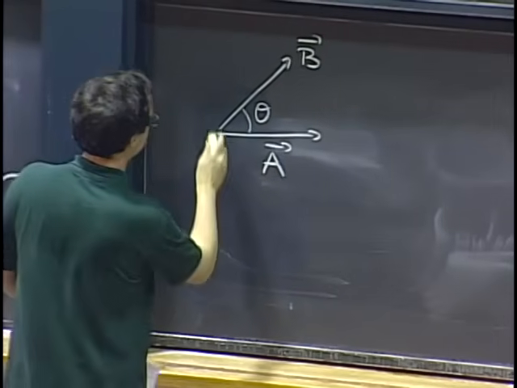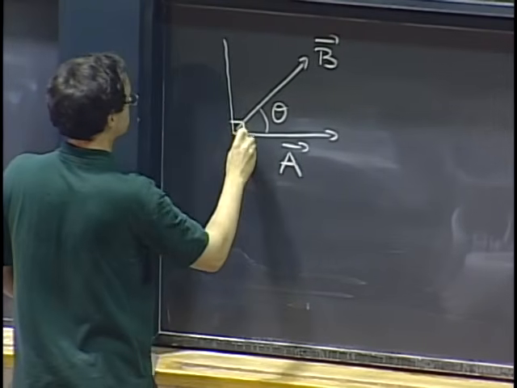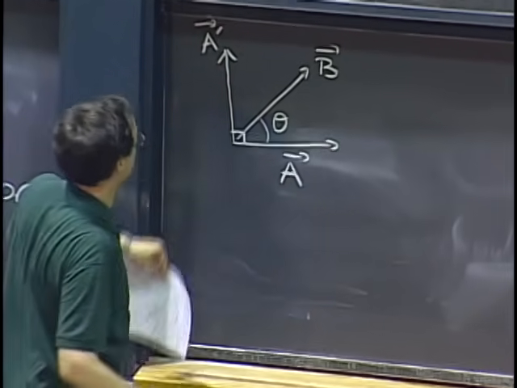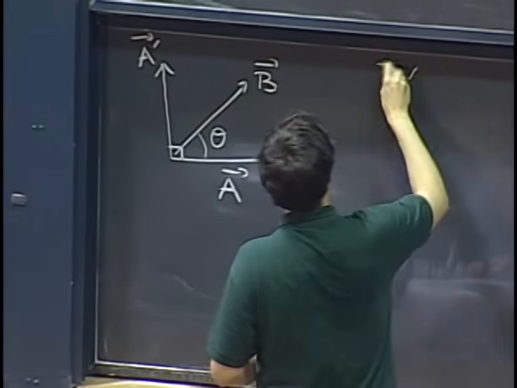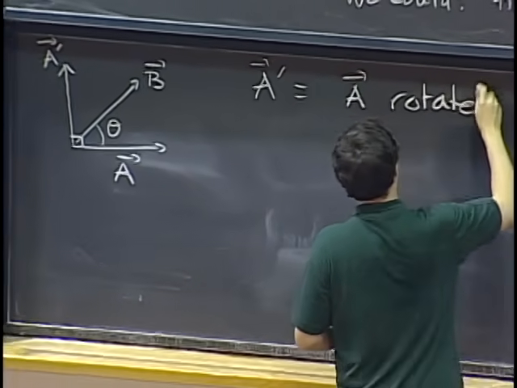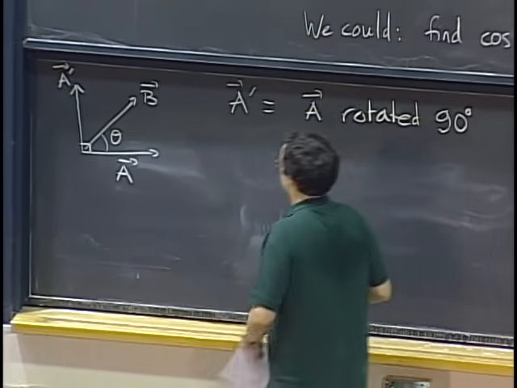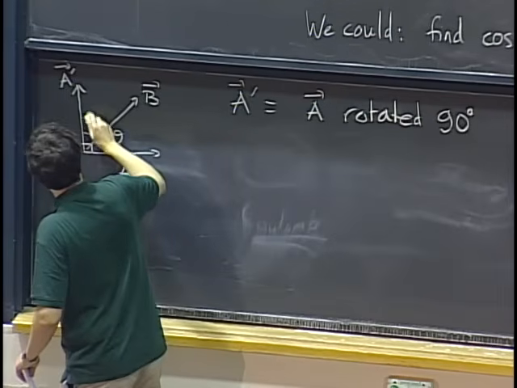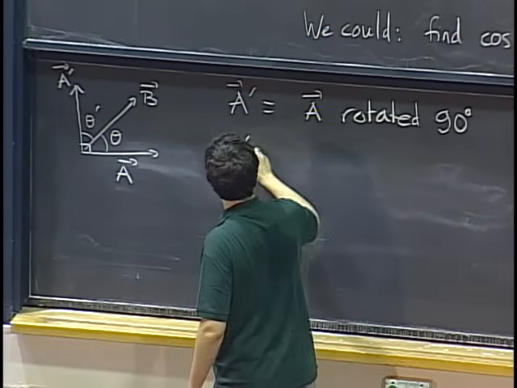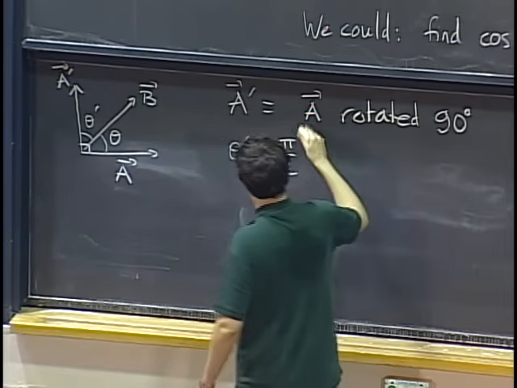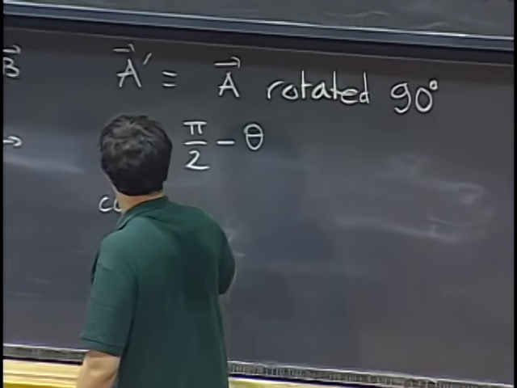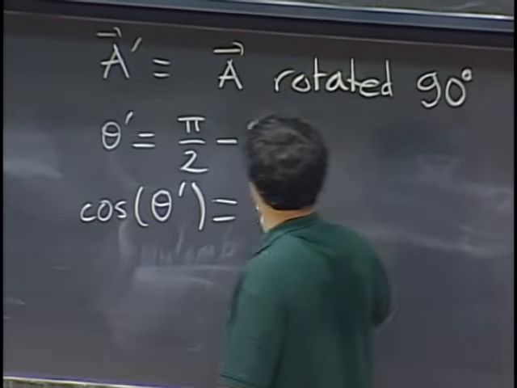Well, let's say that I rotate my vector A by 90 degrees to get a new vector A prime. Okay, so A prime is just A rotated by 90 degrees. Then the angle between these two guys, let's say theta prime, well, theta prime is 90 degrees or pi over 2 radians minus theta. So in particular, cosine of theta prime is equal to sine of theta.